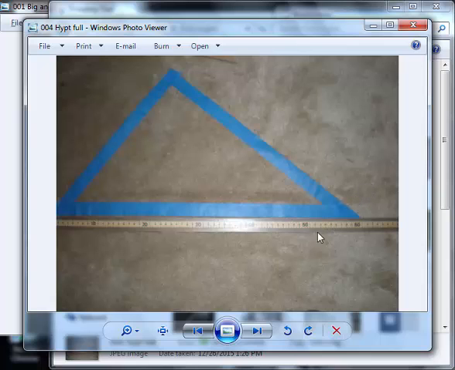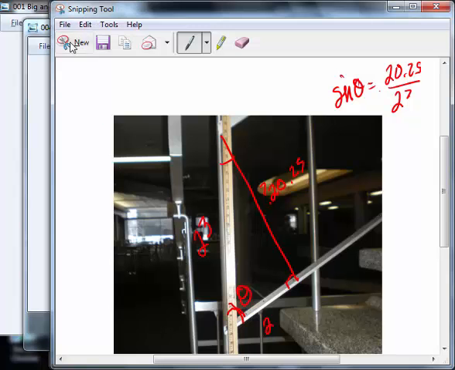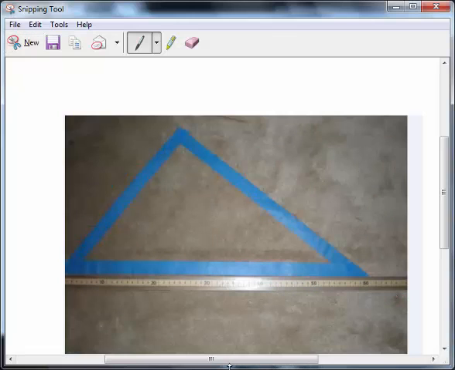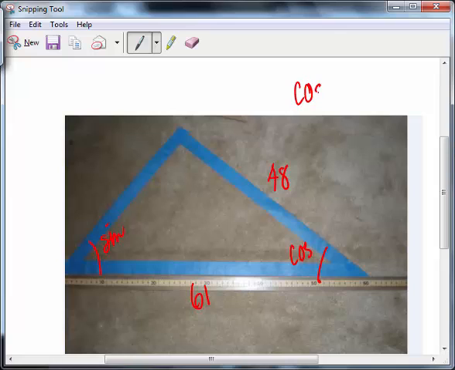So we said that the hypotenuse was 61 and this long side was 48 centimeters. So for this angle down here, that would be the sine, and for this angle over here, it would be the cosine. So let's try the cosine one.